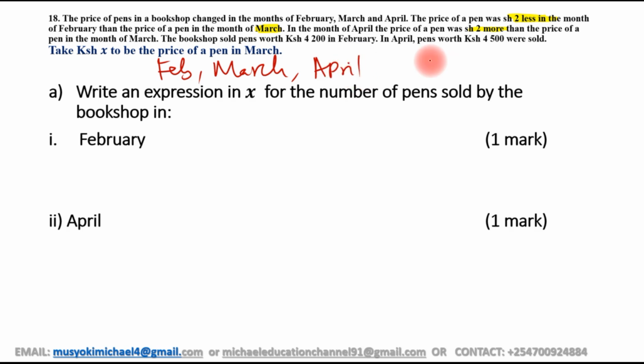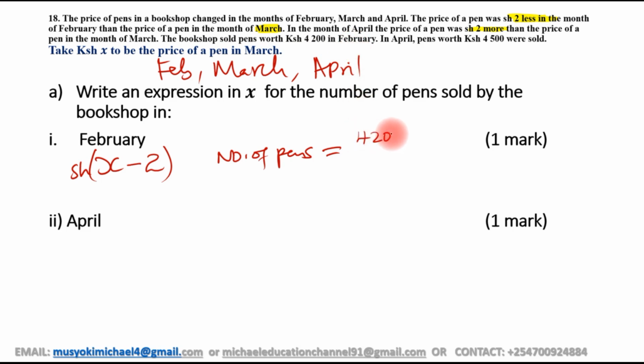So that means in April it was less by 2 shillings. That is X minus 2 shillings. That was the price of pen. So the number of pens in the month of February is equal to... The bookshop sold pens worth 4,200 in February. So that was the total sales in February divided by the price per pen, which is X minus 2. And that is the expression for the number of pens sold in February.